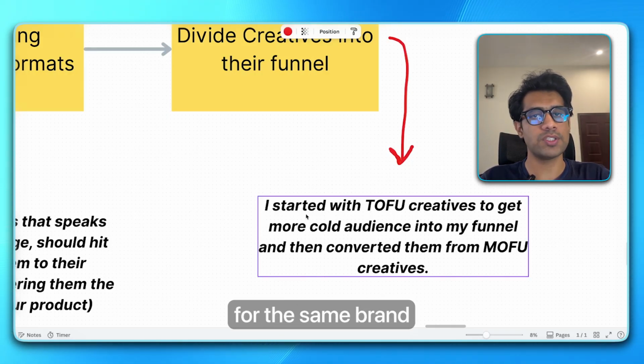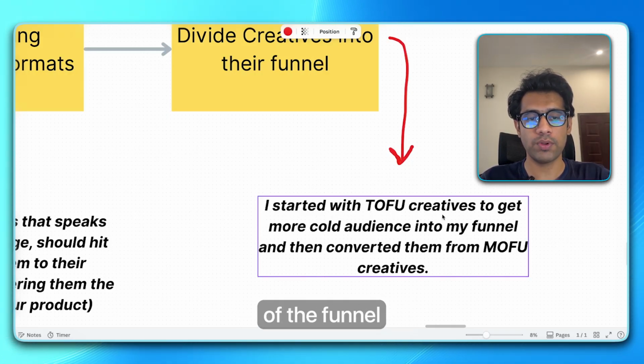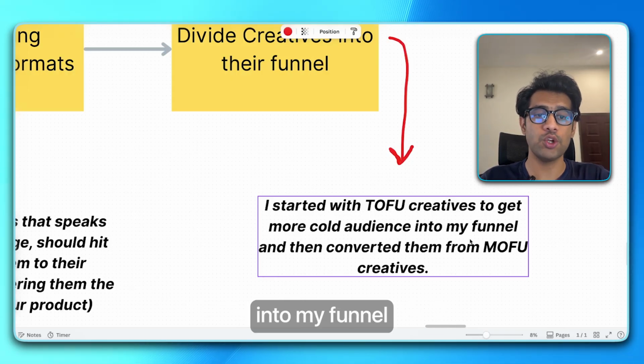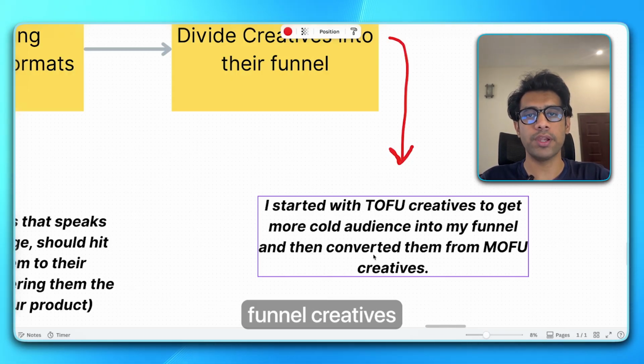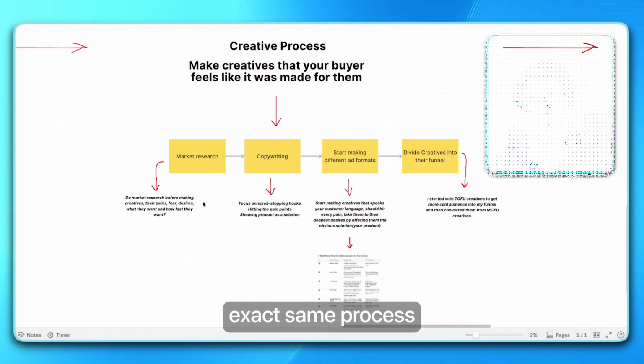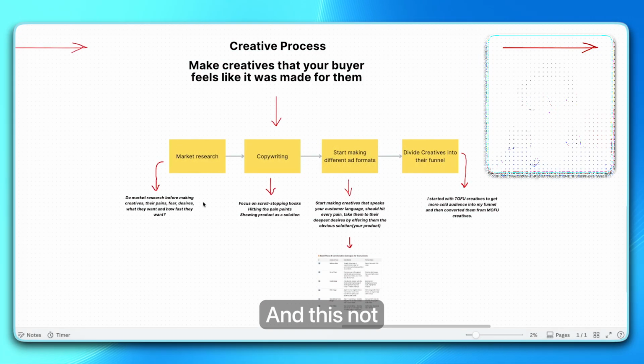So what I did for the same brand, I started with the top of the funnel creatives to get more cold audience into my funnel, and then converted them with retargeting or middle of the funnel creatives. This is the exact same process that I used to make my creatives, and this not only scales my brand, it reduced my CPA from $150 to $67, right?